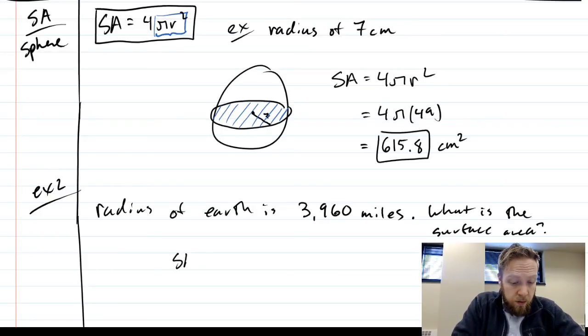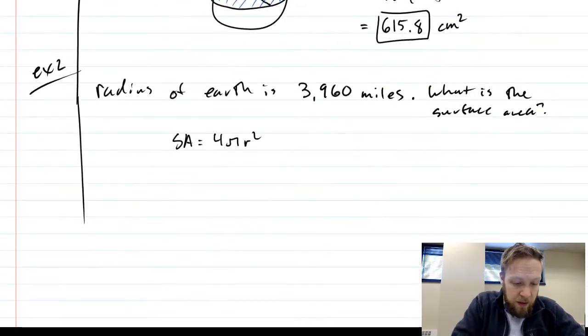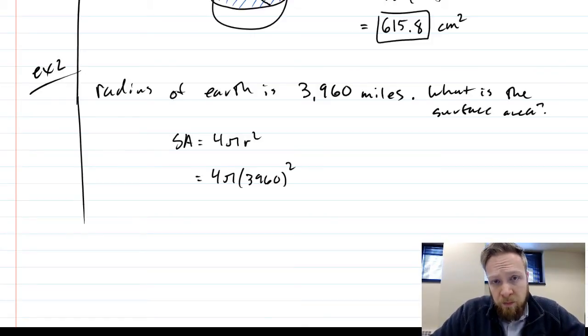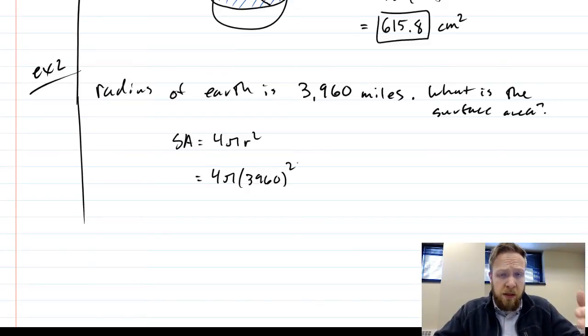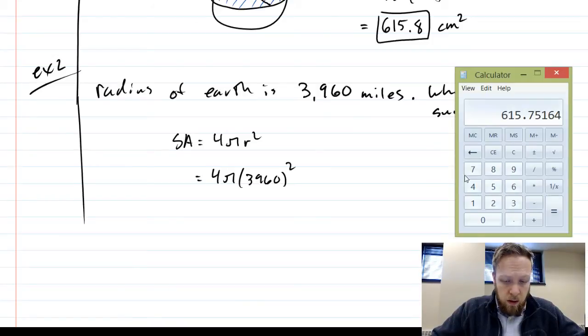Okay, so you do SA equals 4 pi r squared. And then in this case, the radius is just 3,960, but we're going to have to square that, so we're going to get a really big number. Just one thing, be careful because sometimes they give you the diameter. If they give you the diameter, make sure you're cutting that in half before you put it in for the radius. Okay, let's clear this out. We do 4 times 3,960, and to square that, I'm just going to do times 3,960 again, then times 3.14159.